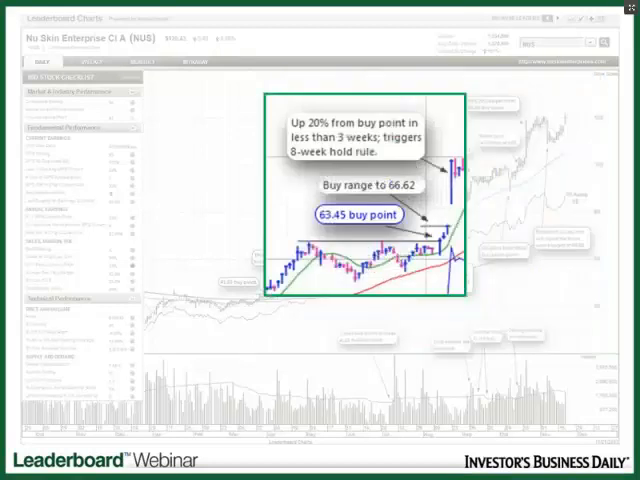So in this case, we're looking at New Skin Enterprises, and you can see where the original buy point was on this particular stock. We alert you in black to what the buy range was because we like to buy things within a 5% window. And this is a particular stock that was up 20% from the buy point in less than 3 weeks, and we're letting you know about a particular rule that it triggered, a hold rule in this case. So we're letting you know about some portfolio management stuff too. And we'll talk a little bit more about those portfolio management issues.